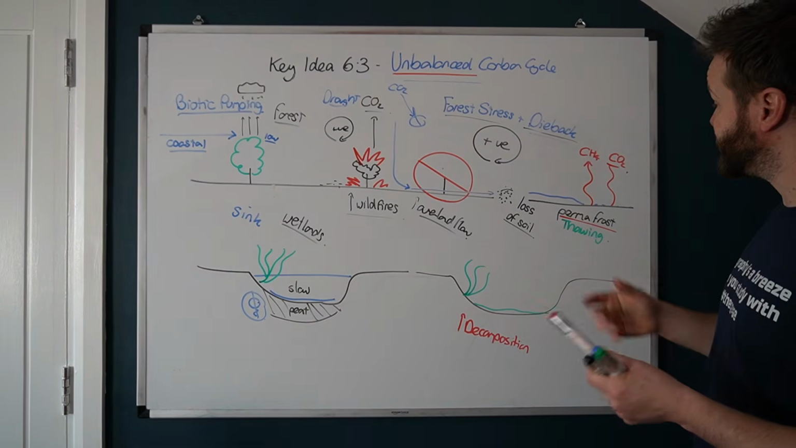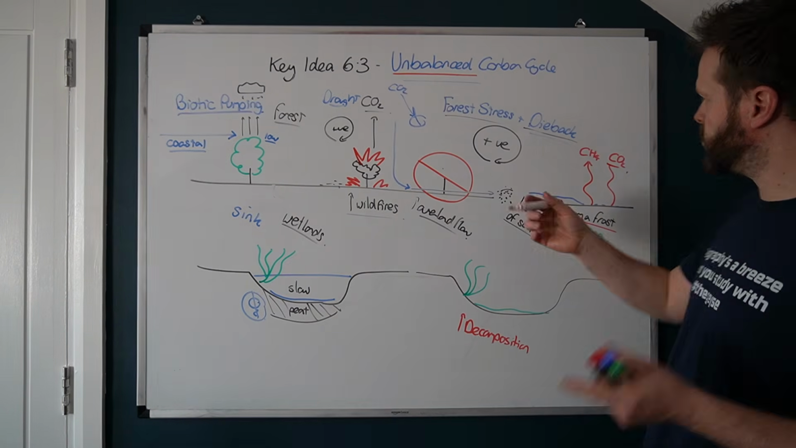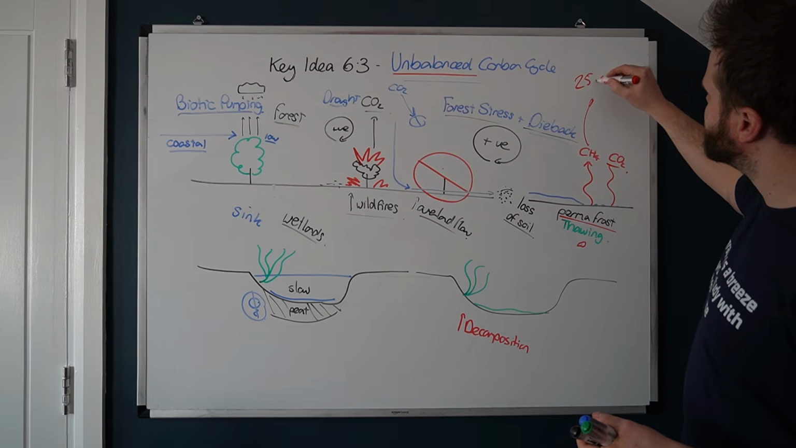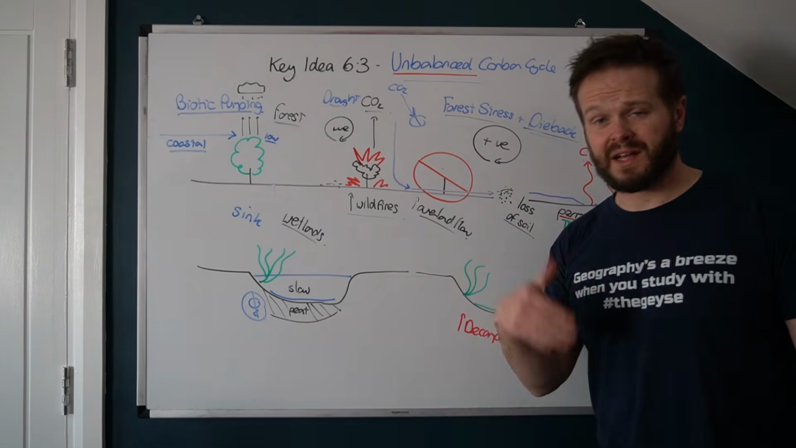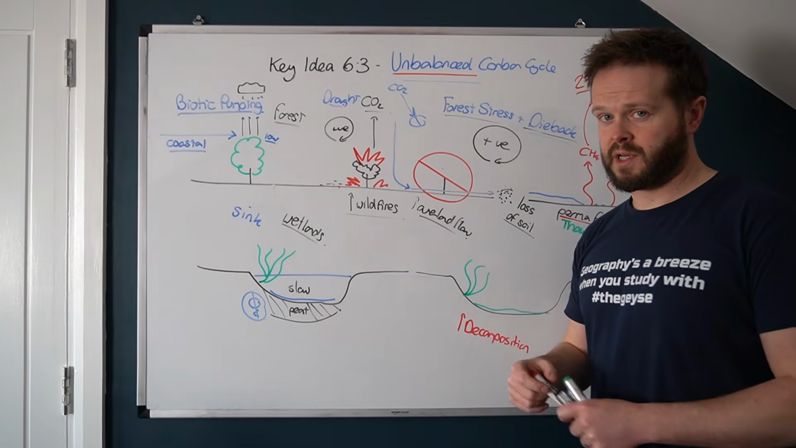In addition to this, because there are gas pockets of methane, there's increasing methane release. And the worry with methane is that it is 25 times more potent than CO2 as a greenhouse gas. So the more of that we enter into the atmosphere, the worse the enhanced greenhouse effect is going to get.